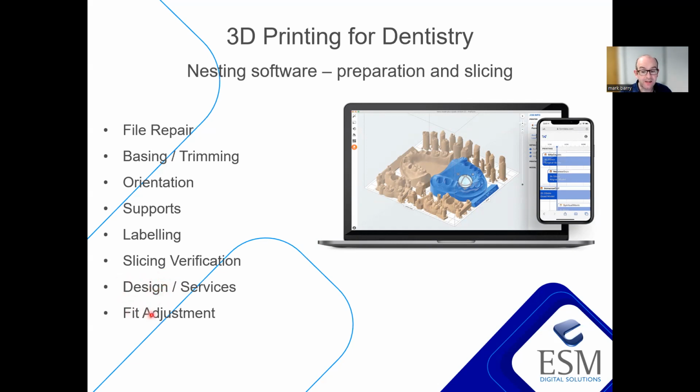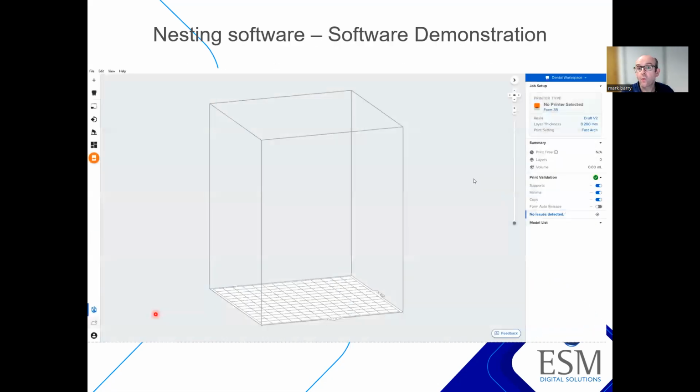A really nice feature is fit adjustment. If a print is produced, and let's say it's a night guard, and it's a little bit tighter than you'd like it to be, there's a fit adjustment within some software that will allow you to make an adjustment, reprint, and then you get a better or more preferable fit rather than trying to redesign the splint again. It's a nice feature to have once we understand how to use it correctly.